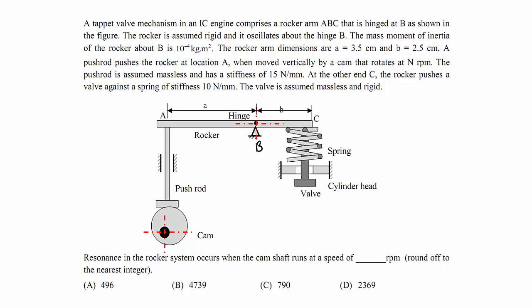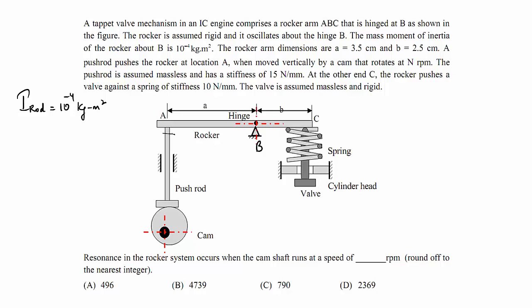The mass moment of inertia of the rocker arm about B, I of the rod, is equal to 10 power minus 4 kg meter square. The rocker dimensions: A is equal to 3.5 centimeter, B equal to 2.5 centimeter. The push rod pushes the rocker at location A.